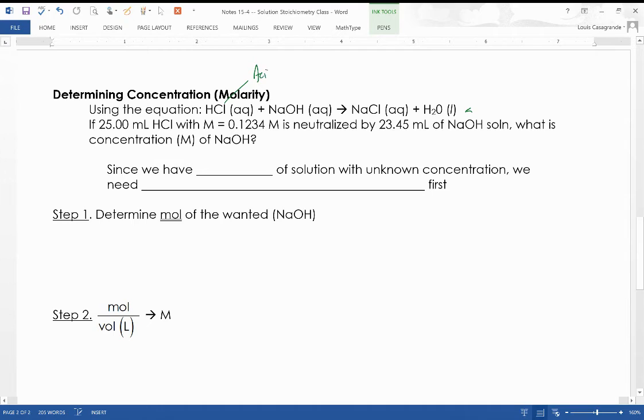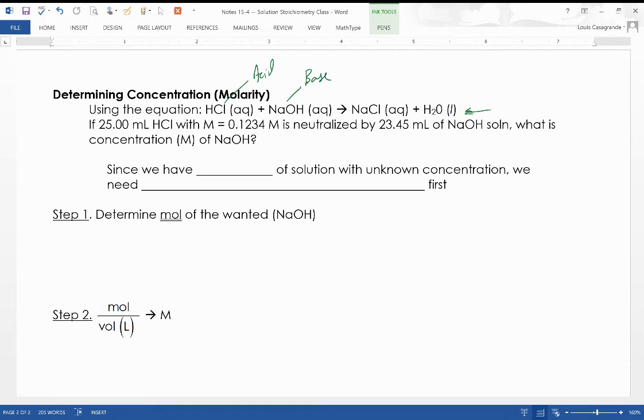HCl is hydrochloric acid, NaOH is a base. And these will come up again later on. Hopefully we'll get to acids and bases before the end of the year. All right, so we've got this acid-base neutralization reaction making sodium chloride and water.